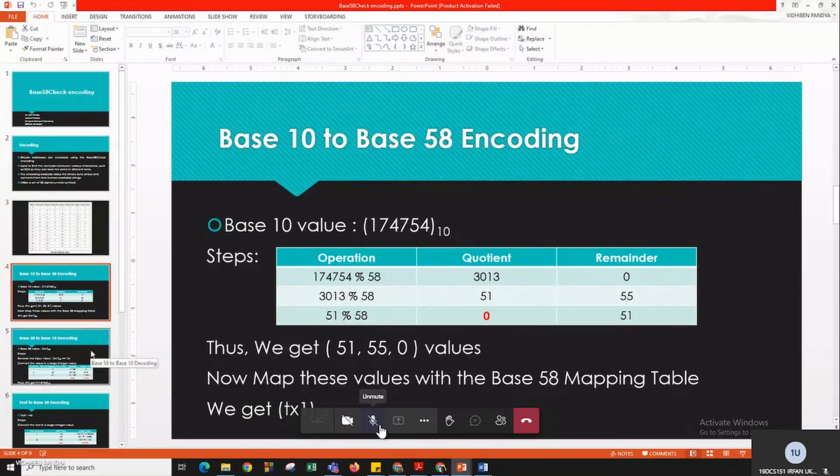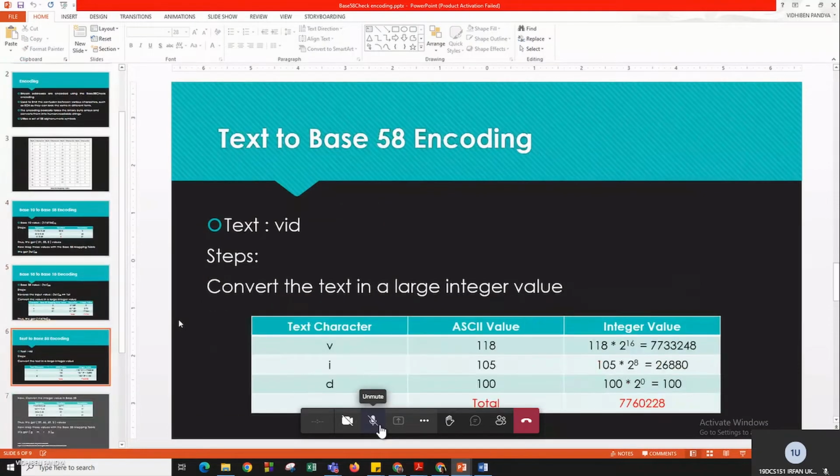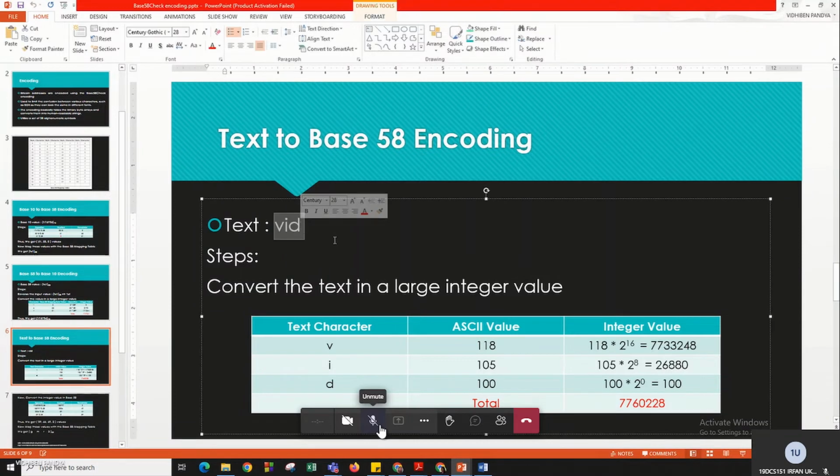So that is your encoding and the decoding portion. Now we are going to apply this on a text, because whenever we are going to utilize this encoding technique, we are going to use it with text, right? So let's assume as an input I have given the text value, that is VID.